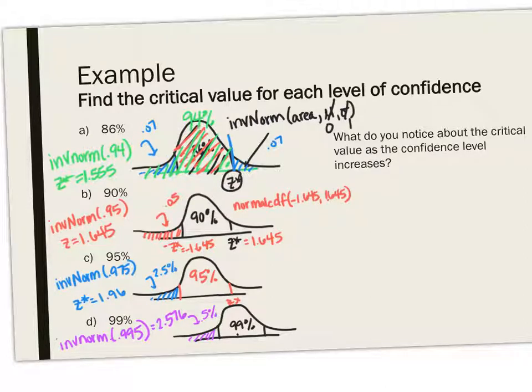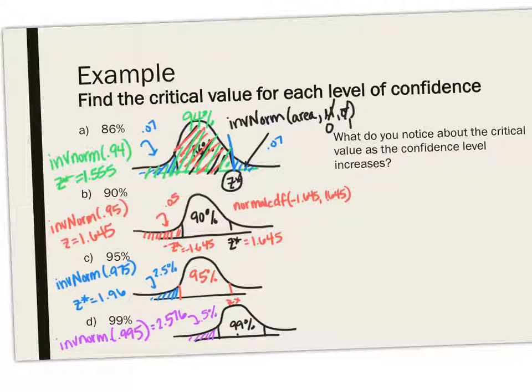If we look at all of these Z-stars, these critical values, what happens as the confidence increases? As your confidence level is getting bigger and bigger, what's happening to the Z-star value? Well, at 86% it was 1.55. At 90% it moved up to 1.645. At 95% it moved up to 1.96, and at 99% it moved up to 2.576.